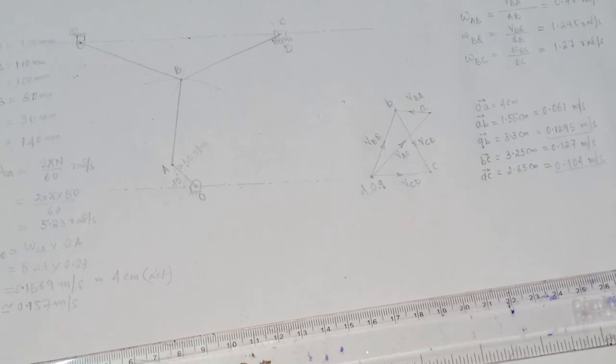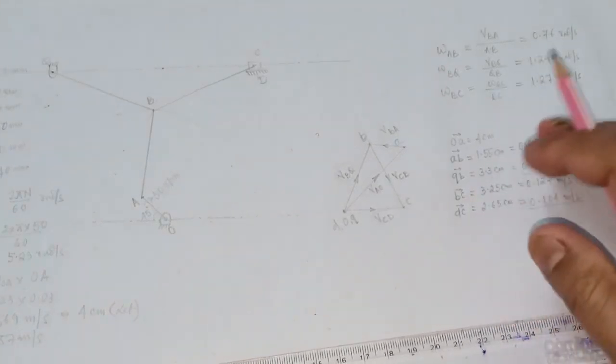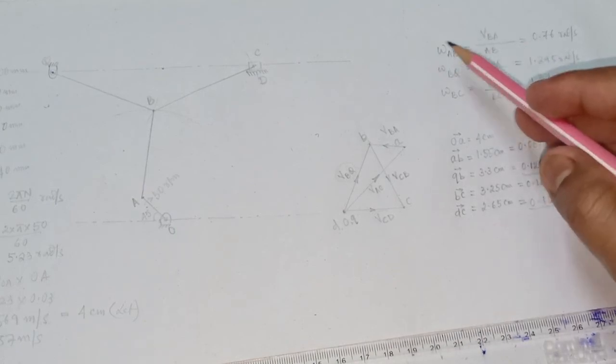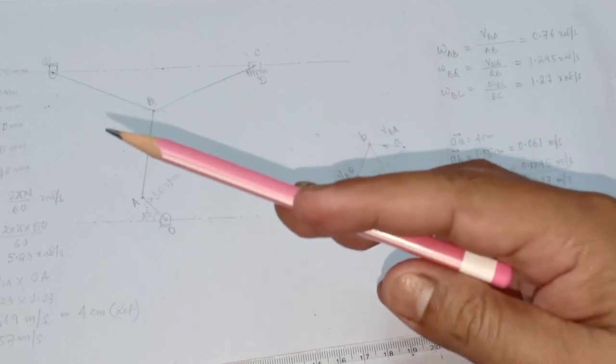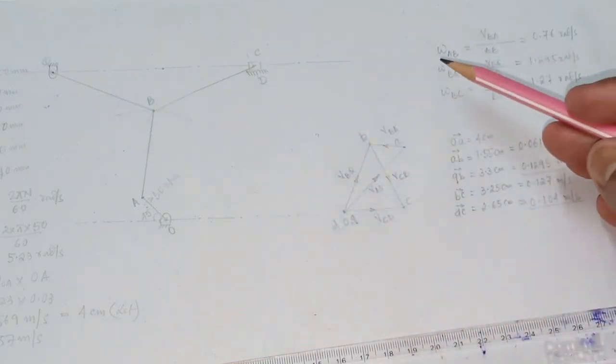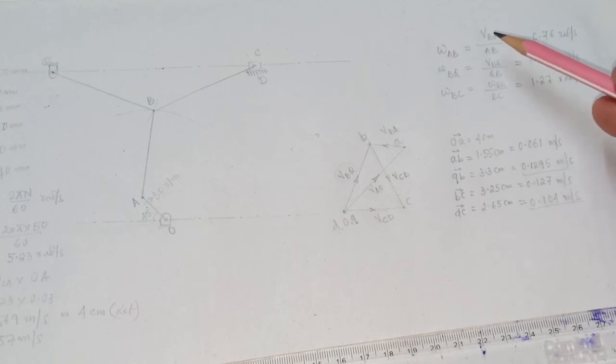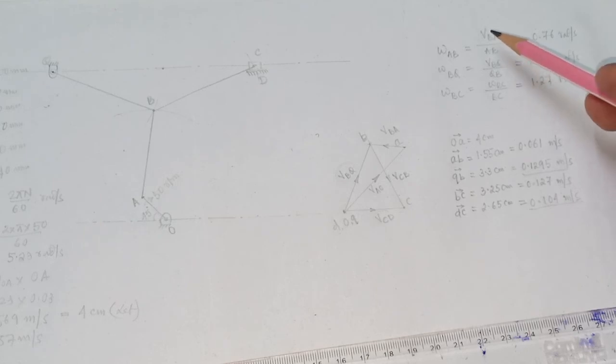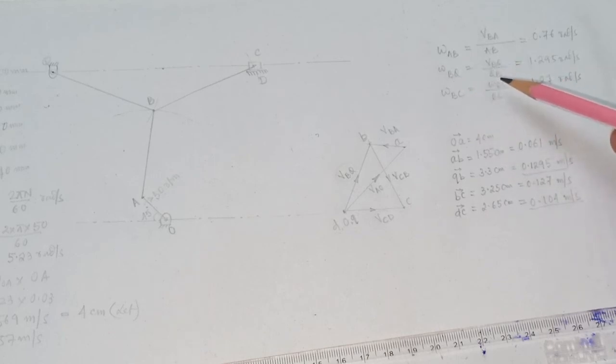Now the remaining three data I have already calculated. That is the angular velocities of link AB, link BQ, and link BC. The angular velocity of link AB will be the linear velocity VBA divided by AB, as V equals omega R, so obviously omega will be V by R. All the links will be treated as cranks over here. In the same way, VBQ divided by QB, and the velocity of BC divided by BC. Put all the values in meter per second.